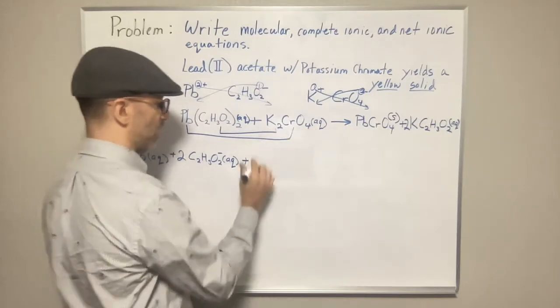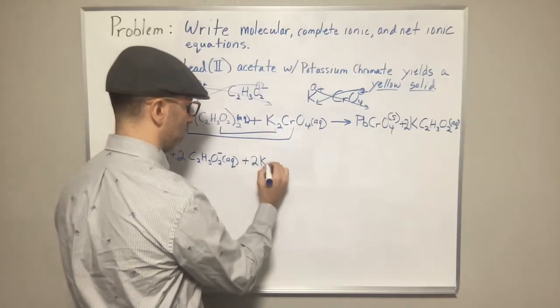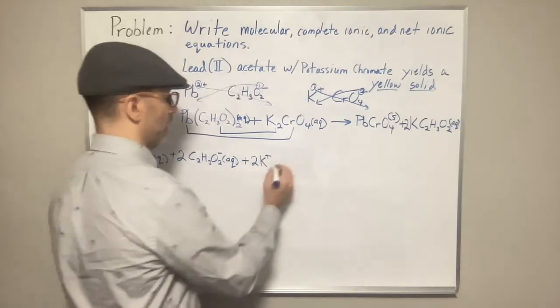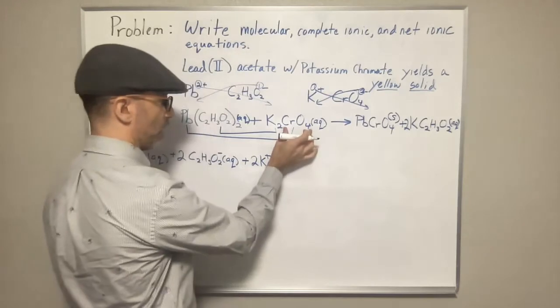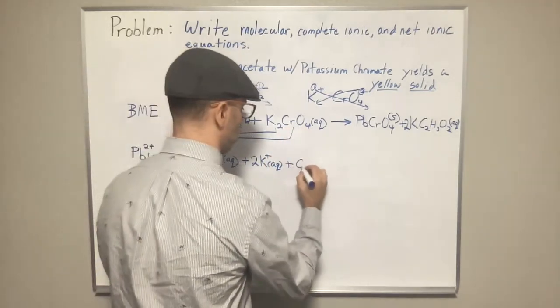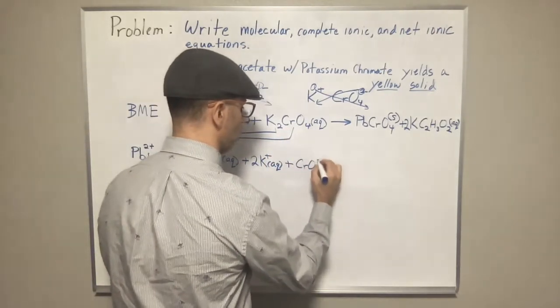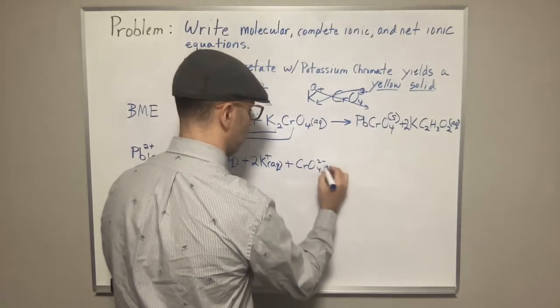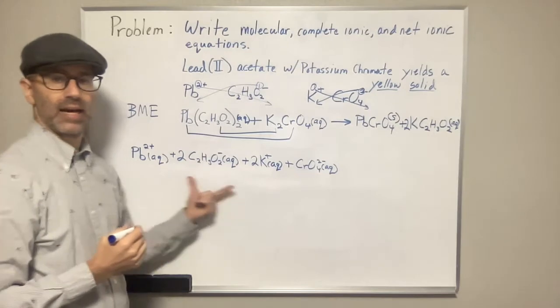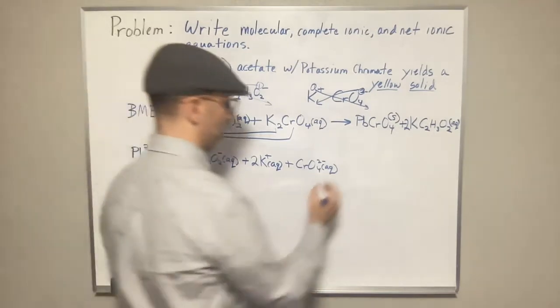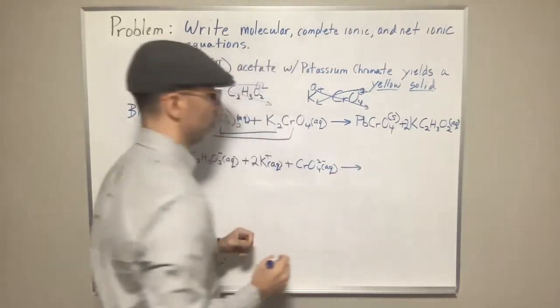We do the same thing for this aqueous. So we have 2 potassium, so I'm going to have 2K+ aqueous, and then plus, we have our chromate. That's going to be 1 chromate, CrO4 2- aqueous. And now we've separated all the ions in our reactants. And then we do the same thing over here.